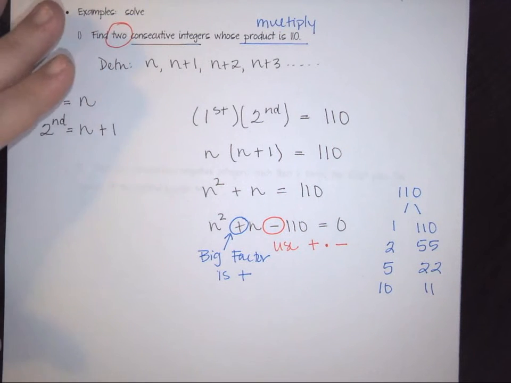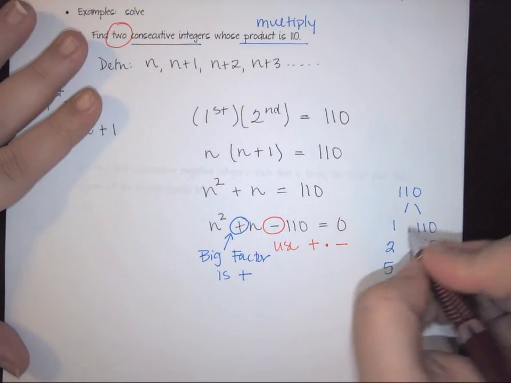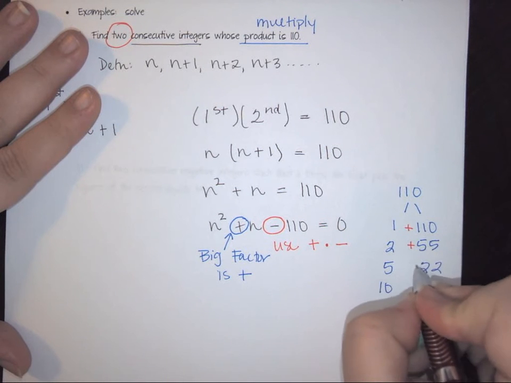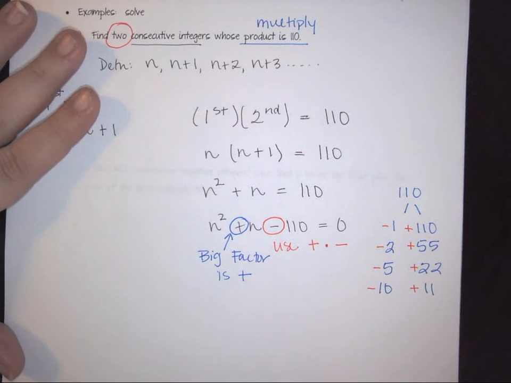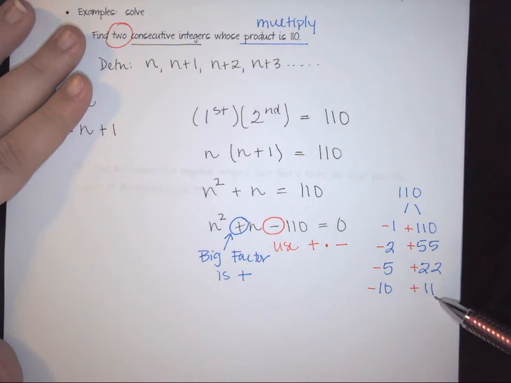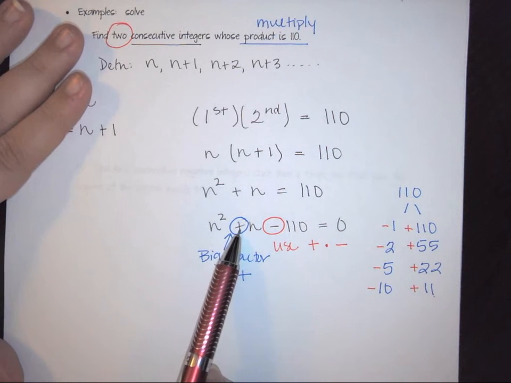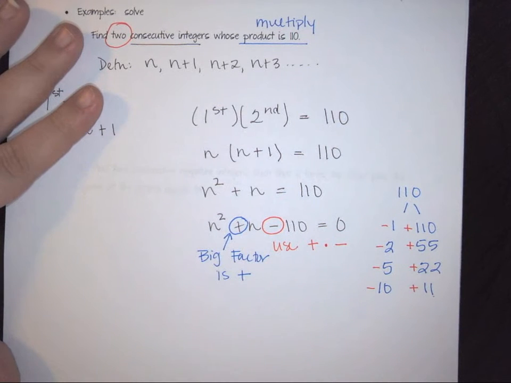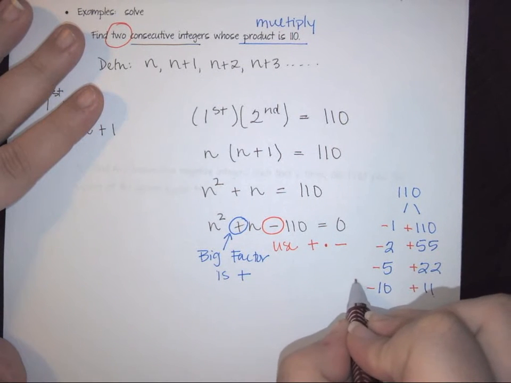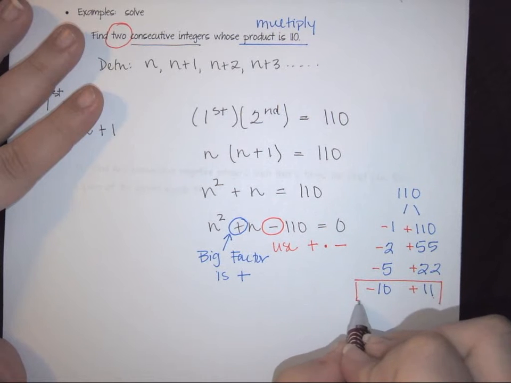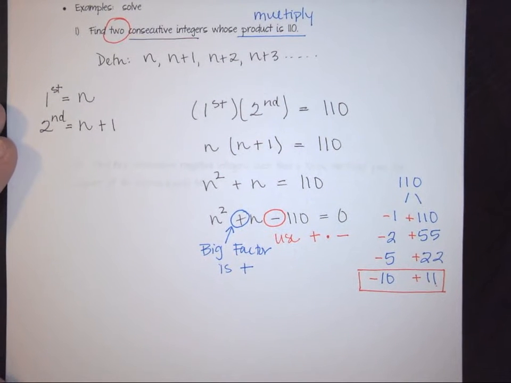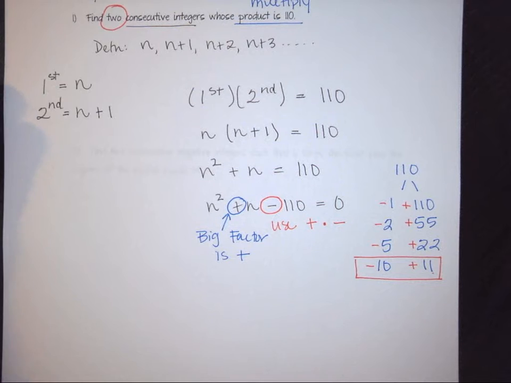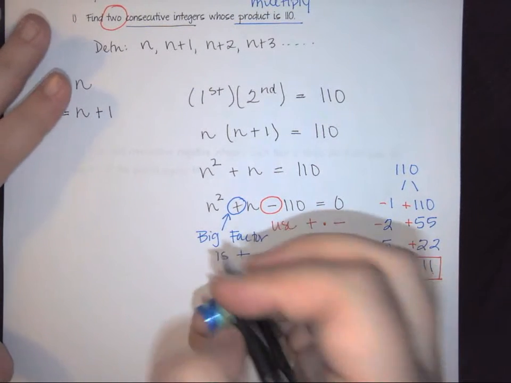Now again, my bigger factor is positive. So all of these factors on this side here are going to be positive. Means all of these, the smaller ones, are negative. And I need to know a combination of these that is going to give me a positive 1 as a result. So here, I have positive 11 and negative 10. So when I'm looking at it, I can create my factors.